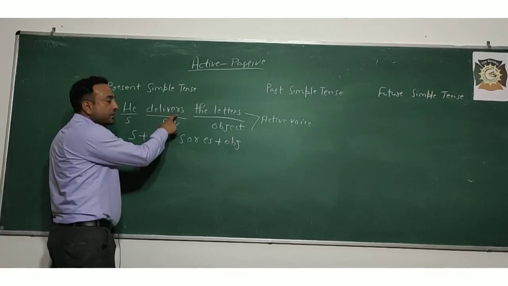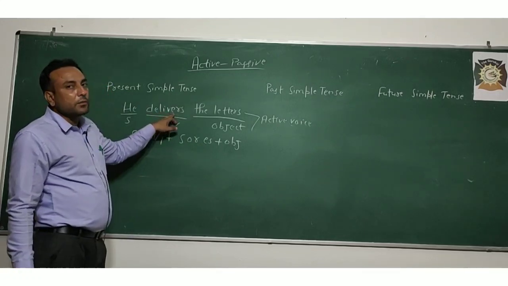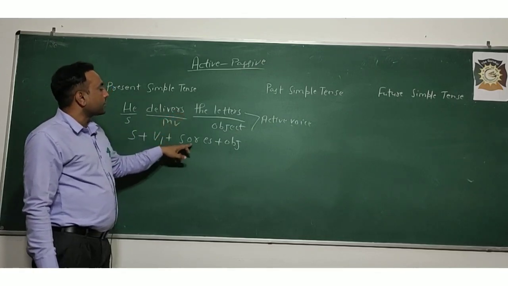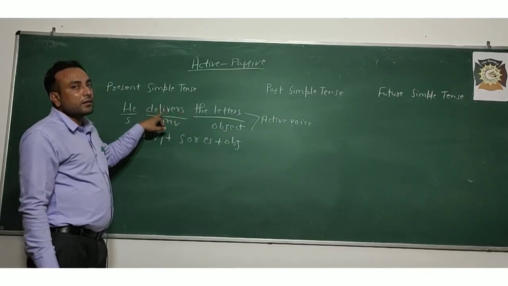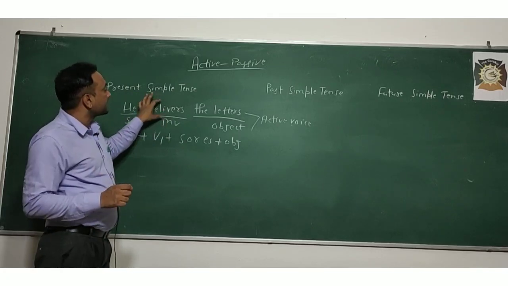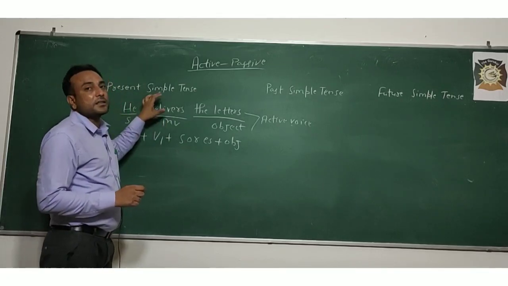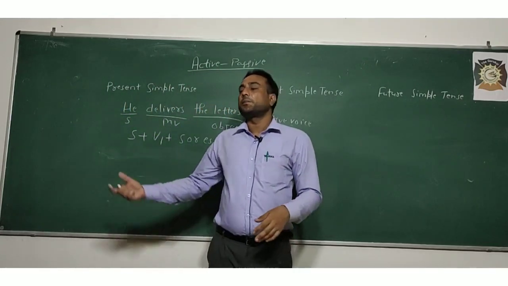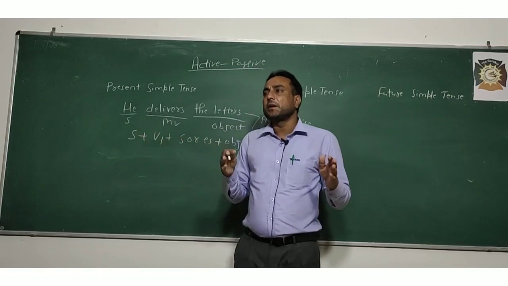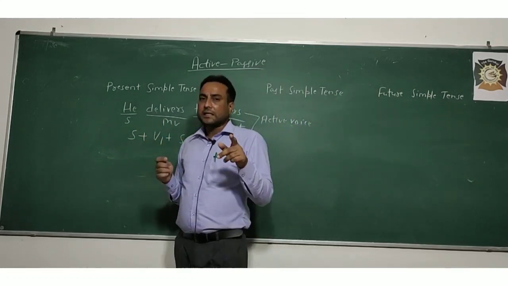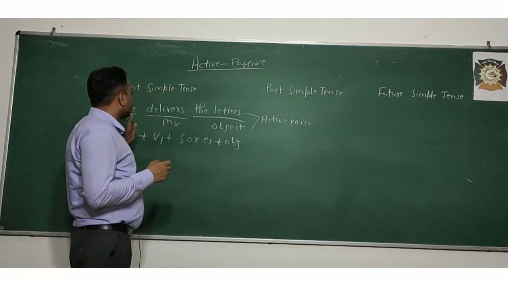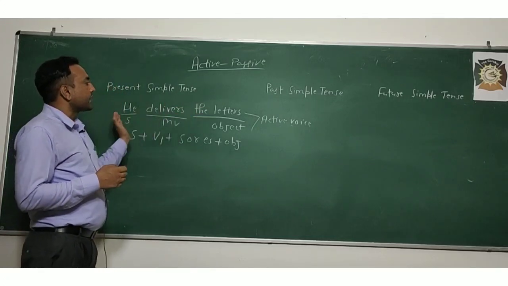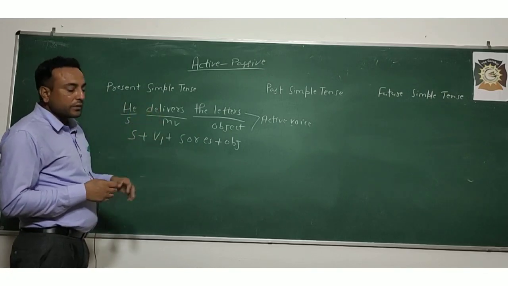Deliver is the first form of the verb, and here delivers has S or ES given. So delivers tells us that this sentence is in present simple tense. If you come to know that this sentence is in present simple tense, then it will become very easy for you to change it. As I have already told you, the subject becomes the object and the object becomes the subject. Then how will you change it?